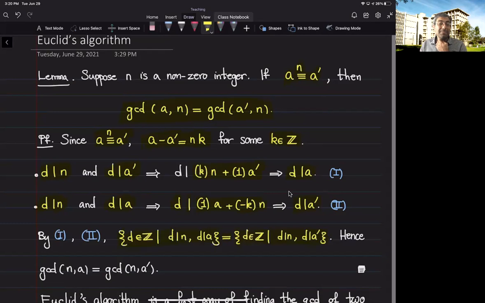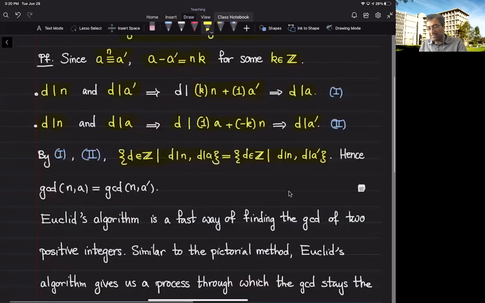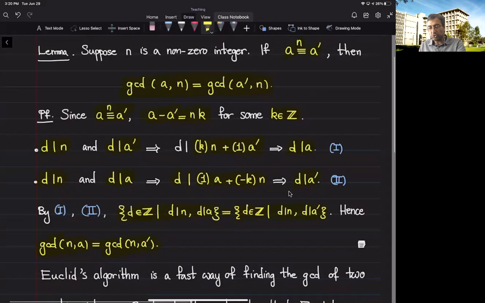Therefore, their maxima are the same. The maximum of the left-hand side is the GCD of n and A, and the maximum of the right-hand side is the GCD of n and A prime. That's exactly what we wanted to show. So if A is congruent to A prime modulo n, then the GCD of A and n is equal to the GCD of A prime and n.